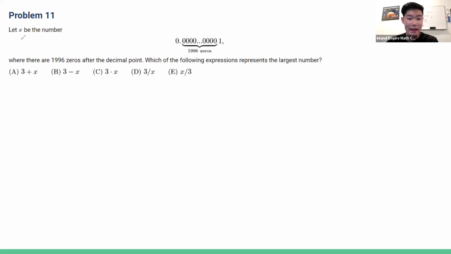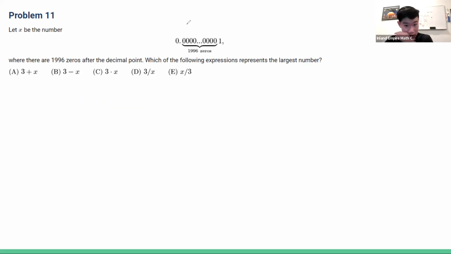So we have a number x, and basically it's 0.000 with 1,996 zeros, and then a 1 at the end. So a really, really small number with a lot of zeros. And then it's asking us which of the following expressions represents the largest number. Okay, so obviously we can't just do this. We can't just write down 1,996 zeros after here. That would not work at all.